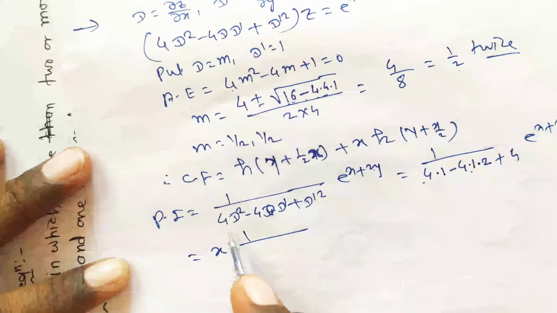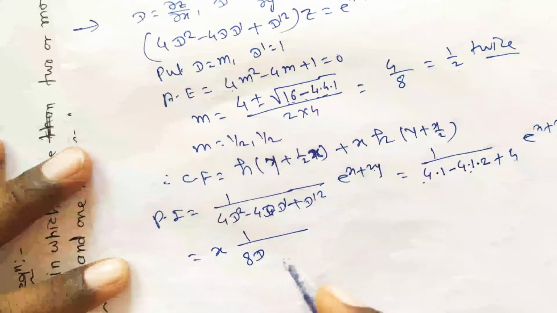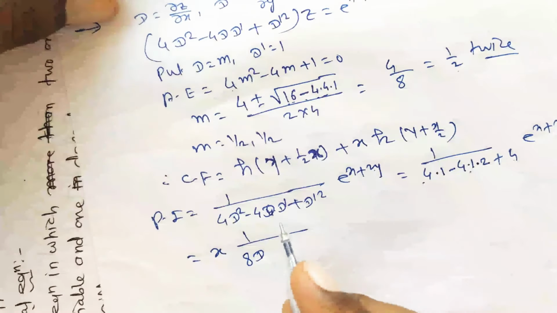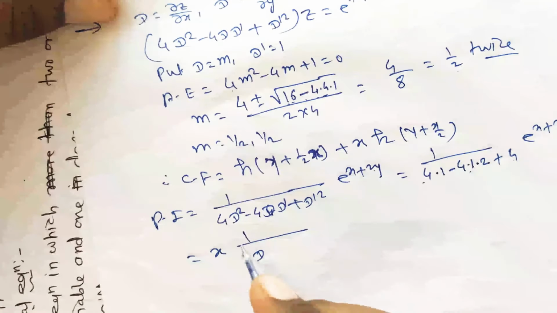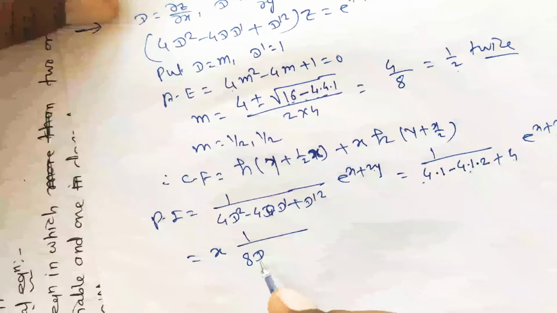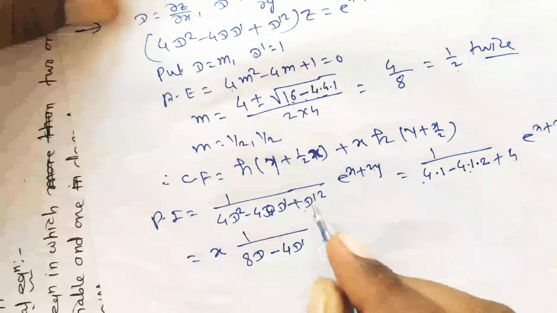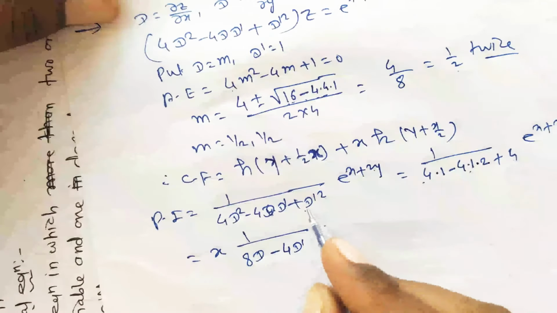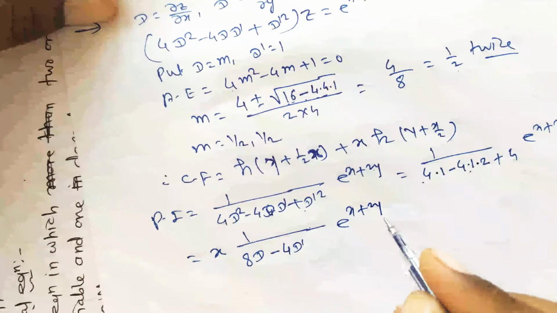So 1 upon x into the derivative of D². The derivative of D² is 2D, 2 into 4 is 8D. We have to take the derivative with respect to D, not D dash. Okay, so the derivative of D² will be 2D, 2 into 4 is 8D minus 4D dash, and plus the derivative of D dash², which is 0 here because the derivative with respect to D is constant, into e to the power x plus 2y.